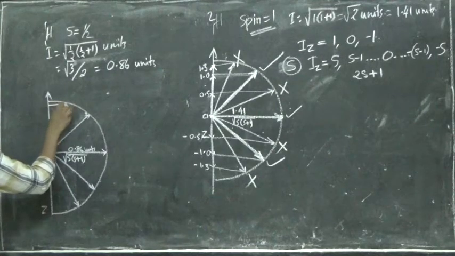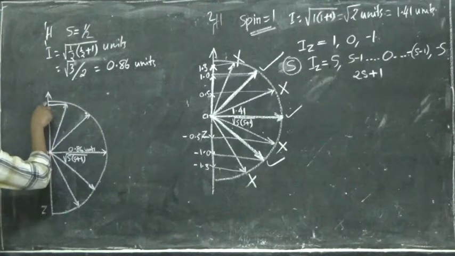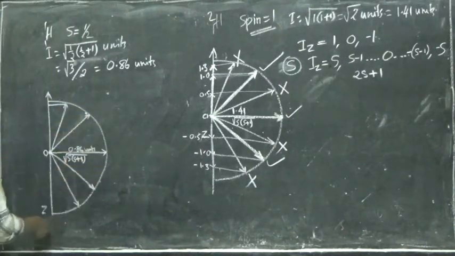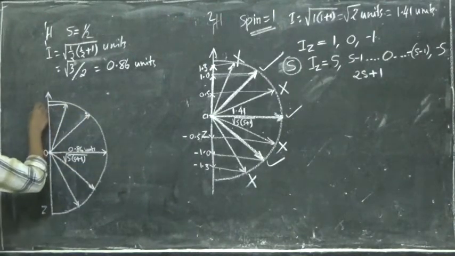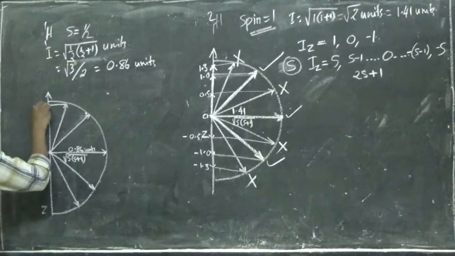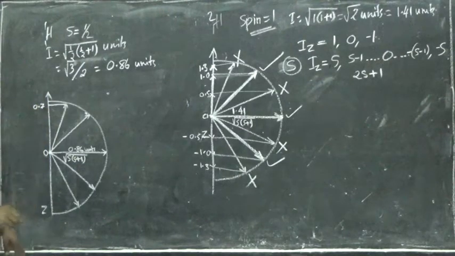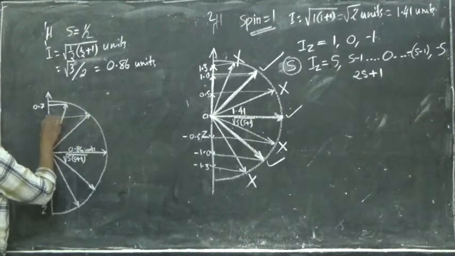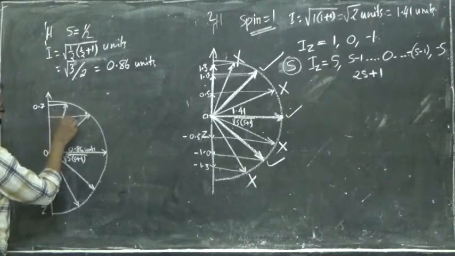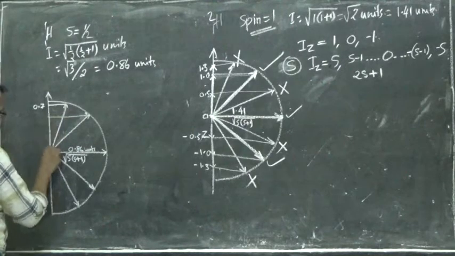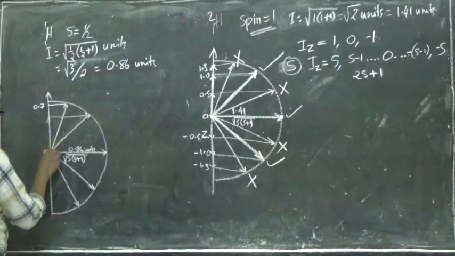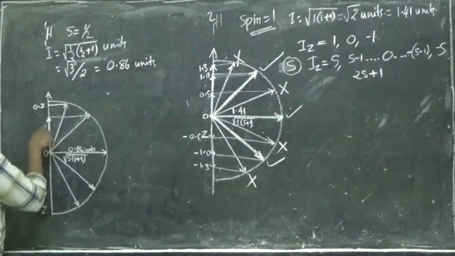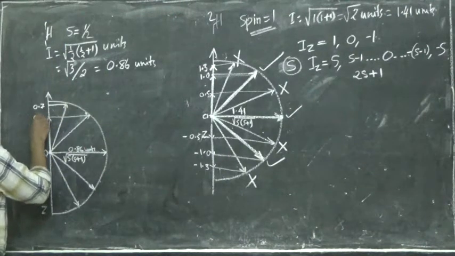And I am going to draw a perpendicular from here to here, and this is a circle of radius 0.86. So this is something like 0.7 units. And now I am going to check the component of the next one. The component of the next one will be like this, from 0 to here, and it has a magnitude of 0.5.